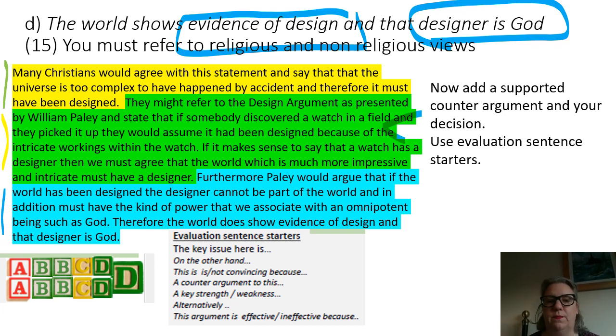So to remind you, read my answer, then add the counter argument that is supported, and use some of these sentence starters, then add your decision. What's more convincing, the main paragraph or the counter argument? When you've done that, screenshot it or do it on Word and send it me, and then you have finished and you've worked hard. So just to remind you, you're sending me two things today, your new part C and then this task from this slide.